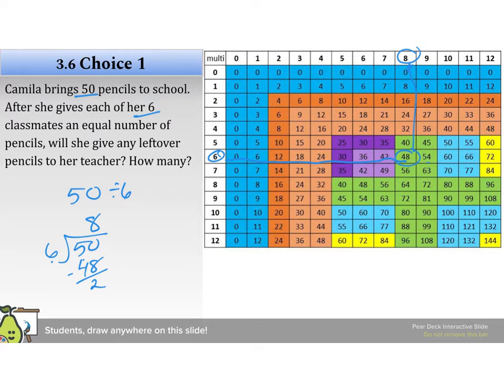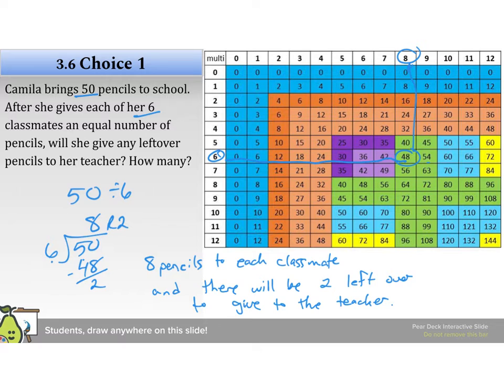Subtract, and there's going to be 2 left over. 8 remainder 2. She will give 8 to each. So 8 pencils to each classmate, and there will be 2 left over to give to the teacher.